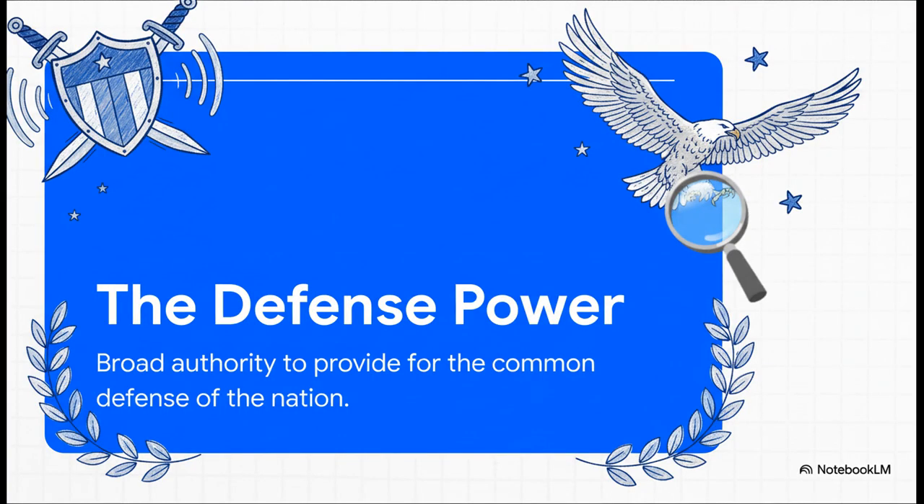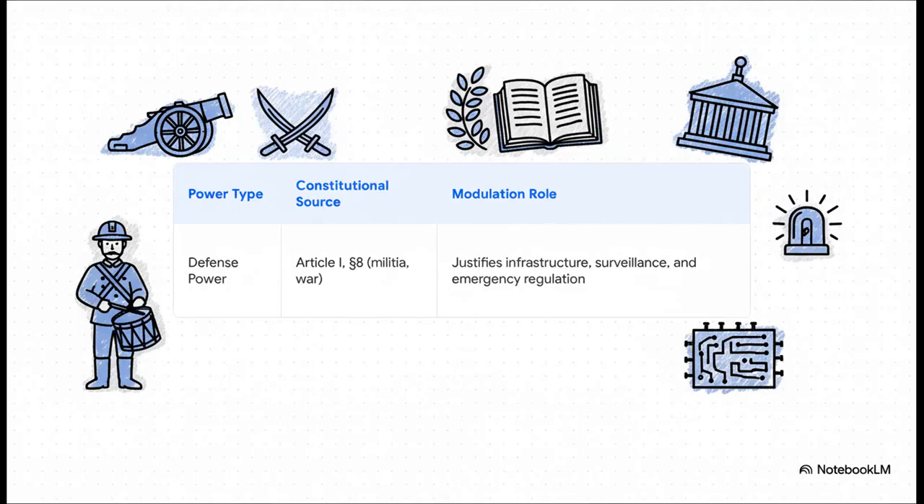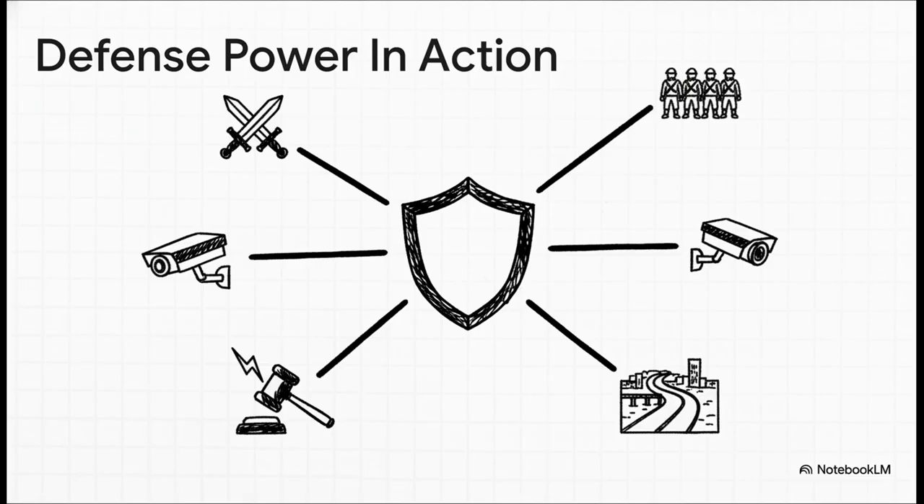And our final pillar is maybe the most powerful of all, the defense power. This is the broad, sweeping authority to protect the country and provide for the common defense. Now, this power isn't just drawn from one little line. It comes from several different clauses in Article 1, Section 8, giving Congress the power to declare war, to raise armies, and to organize a militia. But the way it's been applied is incredibly broad, justifying a massive range of activities, all in the name of national security.